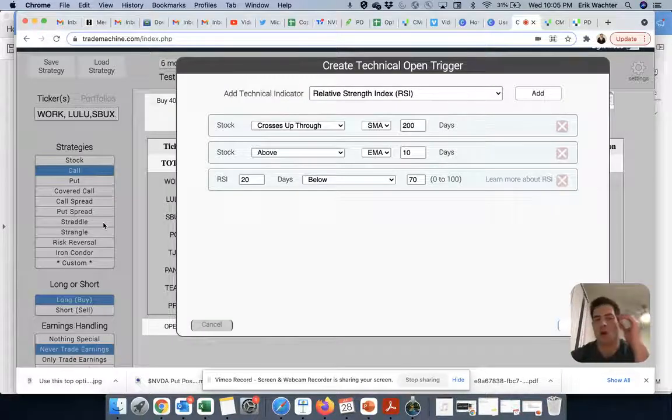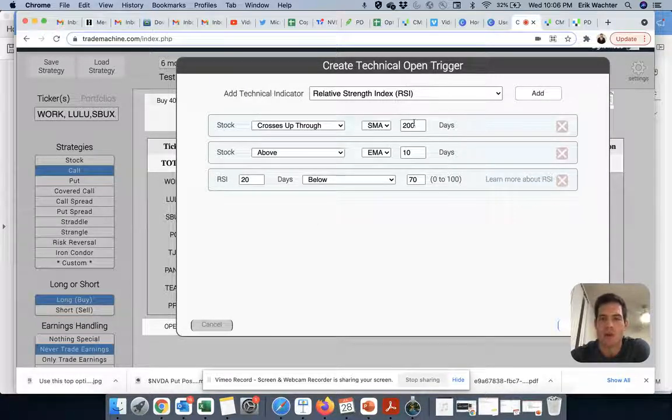We're going to open this trade when the stock crosses up through the 200-day moving average, and when the stock is already above the 10-day exponential moving average, and the 20-day RSI is below 70. I'm going to explain each one of these parameters, and in a way it'll make sense to you why this is a good trigger.